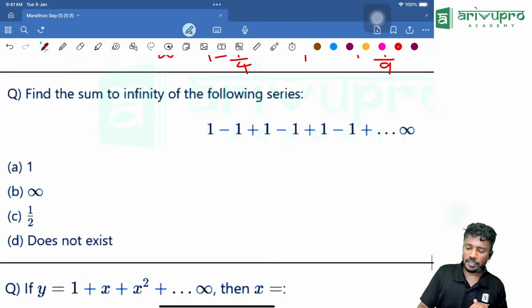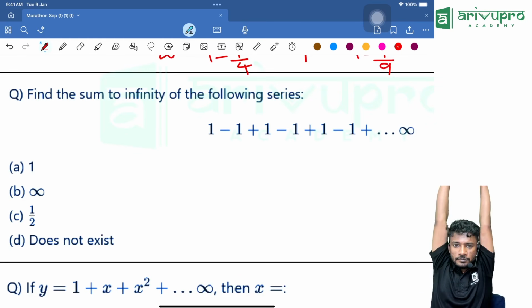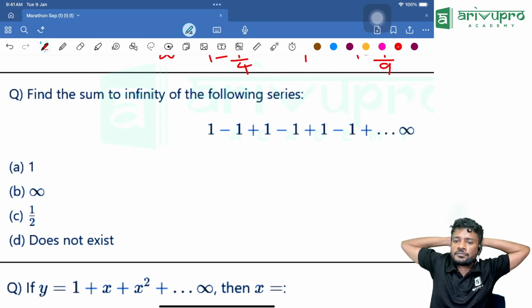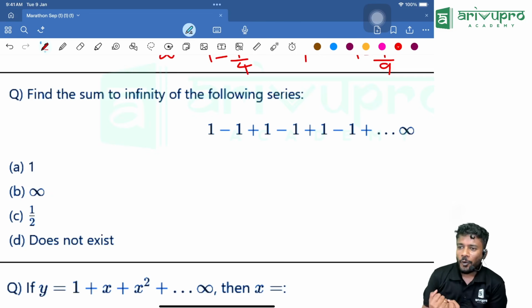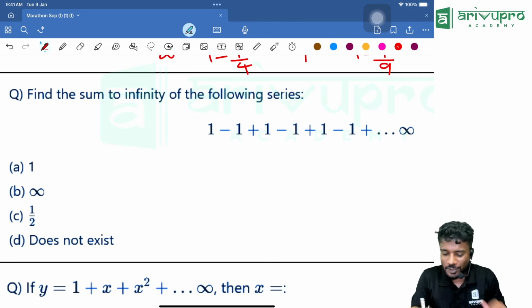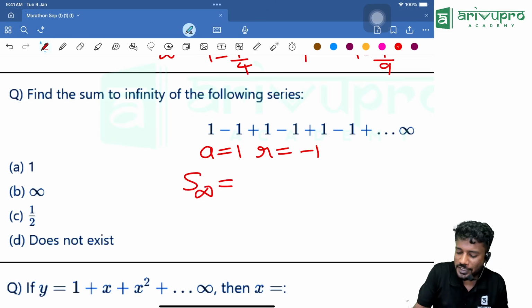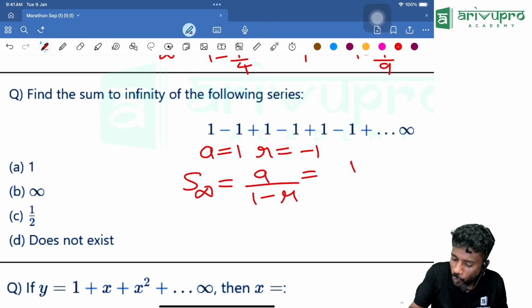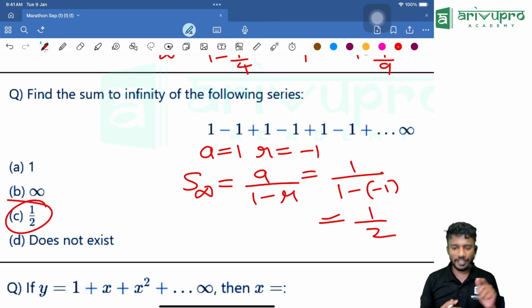Next one. Tell me the answer. So A is how much here? 1. R is how much here? Minus 1. Then S infinity is how much? A divided by 1 minus R, which is equal to 1 divided by 1 minus of minus 1, that is equal to 1 by 2. Answer is option C. Very good question.